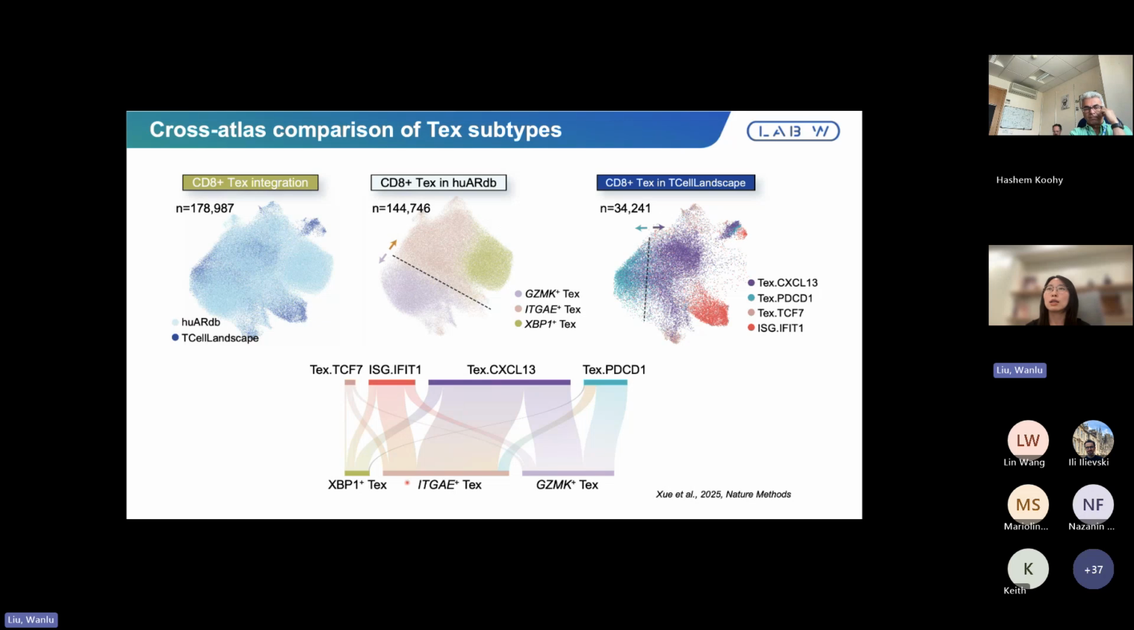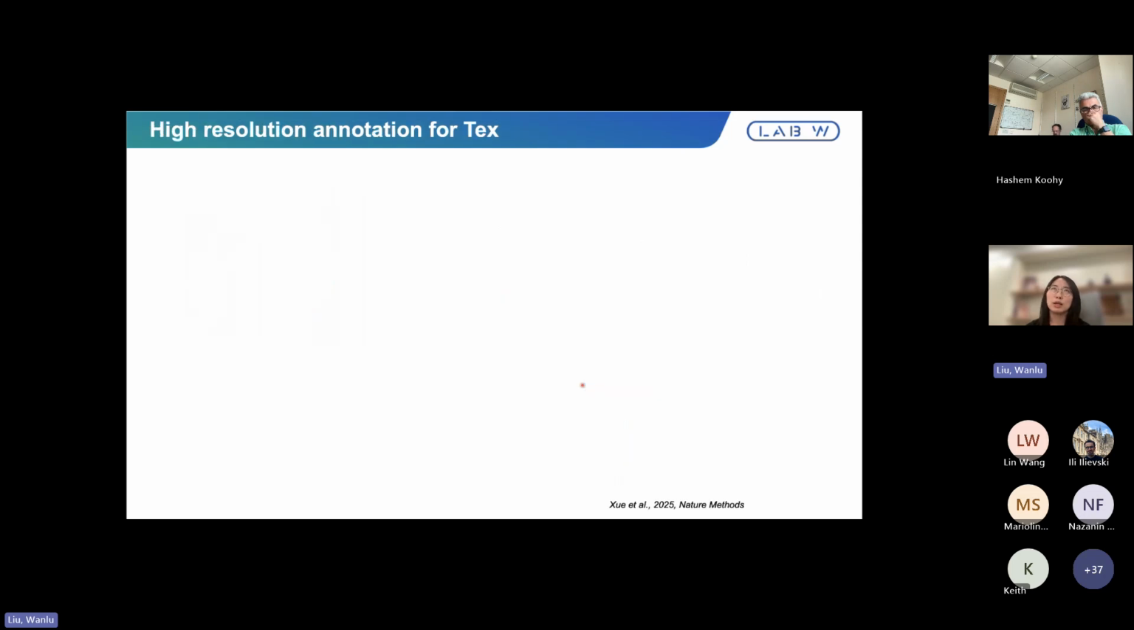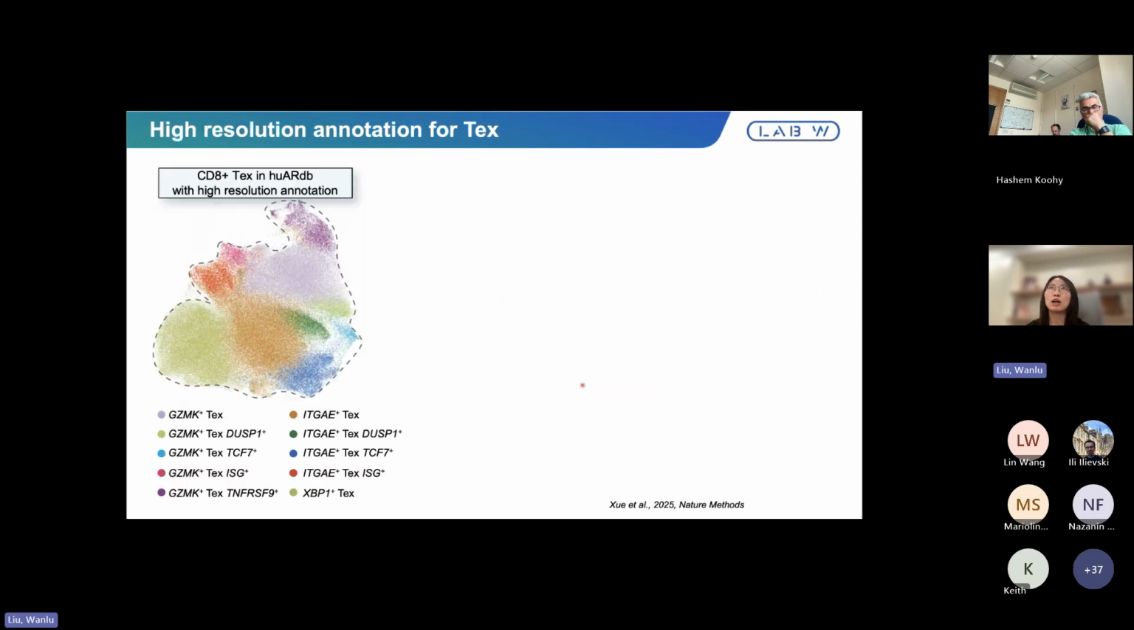You can see that, for example, the ITGAE TX we annotated, part of them is this ISG and part of them is this 6CL13-like TX they annotated. So this brings us to annotate a higher resolution of exhausted T cells. Actually, this was requested by the reviewer, asking us why we are missing some of the exhausted T cell subtypes.